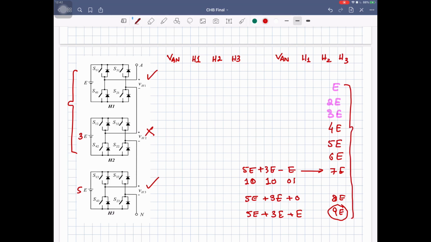Similarly, you can have 9 levels in the negative direction. So total will be 18, and 1 is the 0 level. So 19 levels can be obtained with this combination 1E, 3E and 5E.